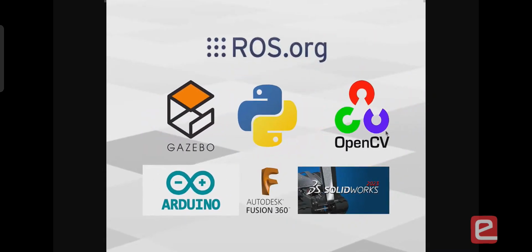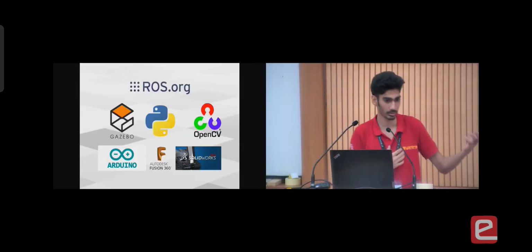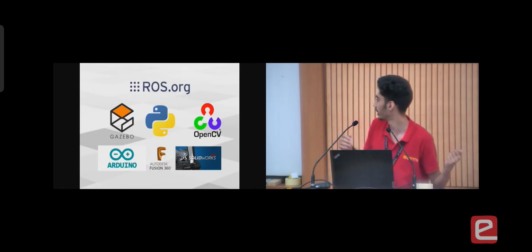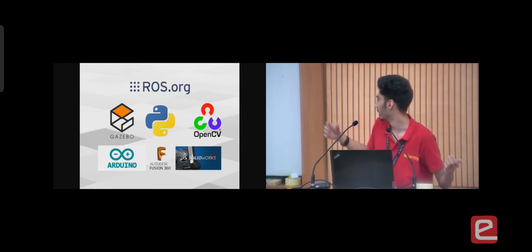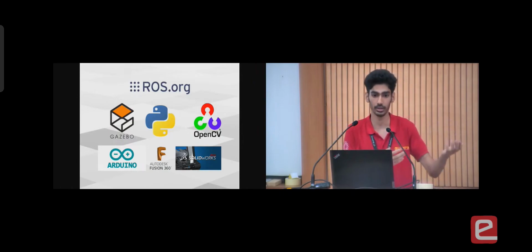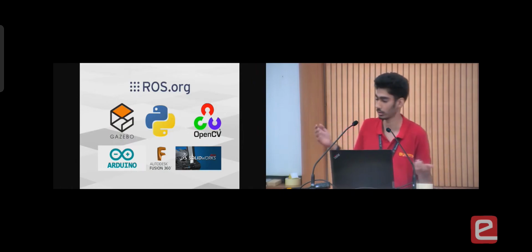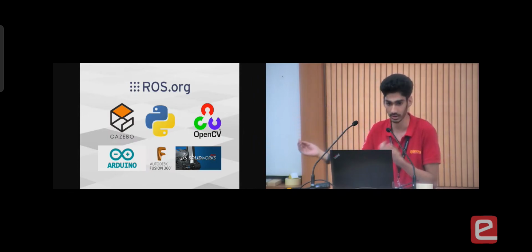So the tools used are pretty similar to the learning skills. First we have ROS, which is the networking. Then we have Gazebo, Python and OpenCV. Python and OpenCV are used for image processing as well as writing the controller script. Then we have Arduino, which is used to program the microcontroller. And then the teams had freedom to use any CAD modeling software. So the most commonly used were Autodesk Fusion 360 and SolidWorks.